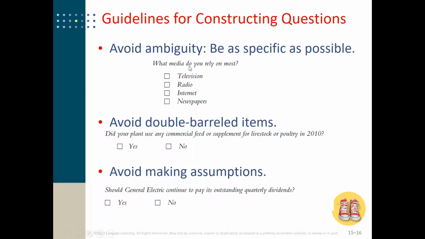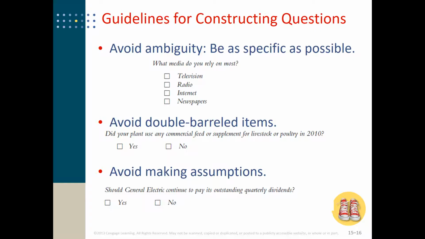For example, what media do you rely on most? Television, radio, internet, newspapers. Any problem with this question? Look, what media do you rely on most? The question is for what? Because different people may rely on different media for different purposes. You may depend on one particular media for sports news, another for political news, another for economics and business news. So this question is ambiguous.